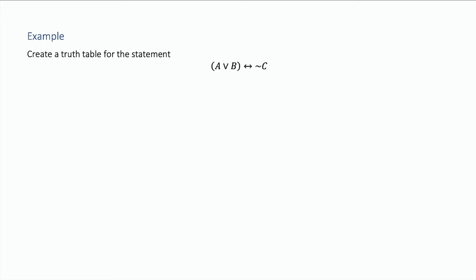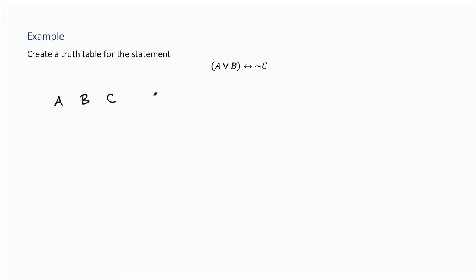Create a truth table for the statement A or B if and only if not C. So I've got three individual statements that create this complex statement, so there's a compound statement. So I'm going to have a column for each of those in my truth table, and then from those I need to build the statement.